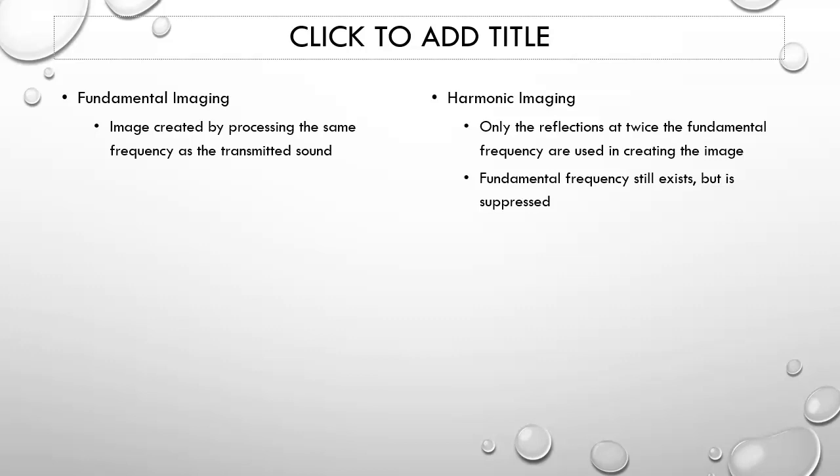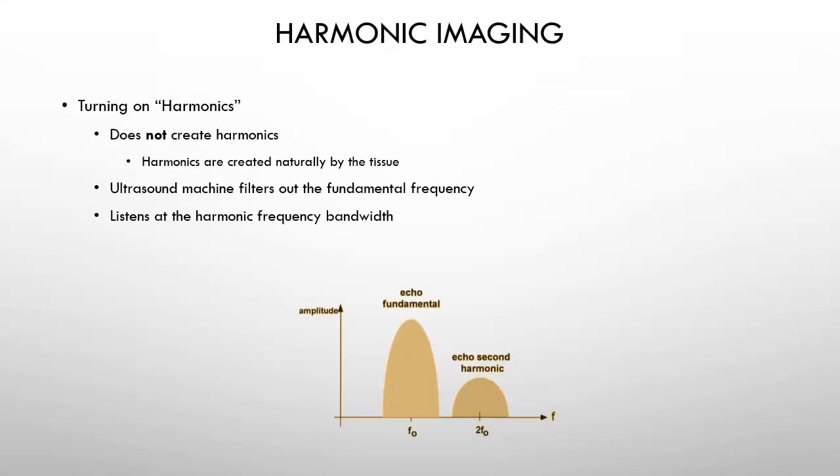Harmonic imaging receives back the fundamental frequency, but that gets suppressed, and the only thing that gets processed are the harmonics, which are twice the fundamental frequency. Okay, so harmonic imaging doesn't turn on the harmonics so you get a doubling of the frequency. What it does is it takes out the fundamental, and the only thing left is the frequencies that have already been changed because of the action of the sound in the body. Alright, so turning on harmonics does not create harmonics, it just removes the fundamental frequency from the sound.